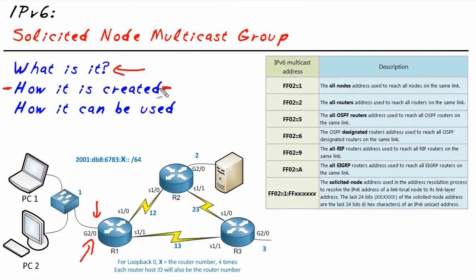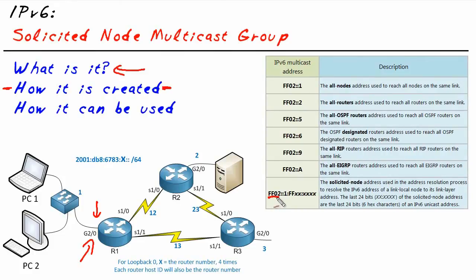The next question is, how is it created? Well, it's created by adding the last 24 bits of the unicast address to the multicast group address. Let me show you how it's done. We have FF02 at the beginning. FF in the IPv6 world represents multicast.